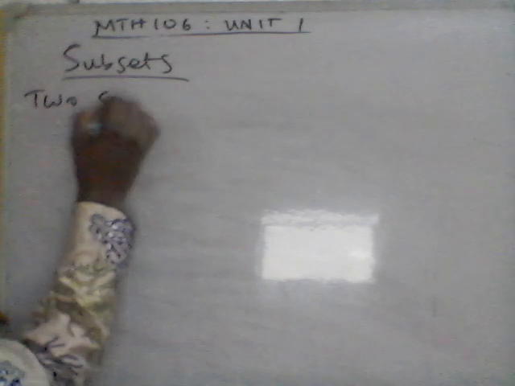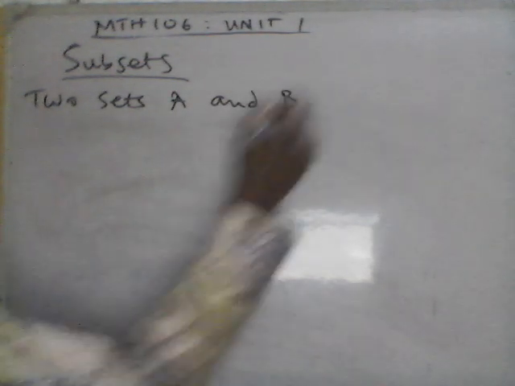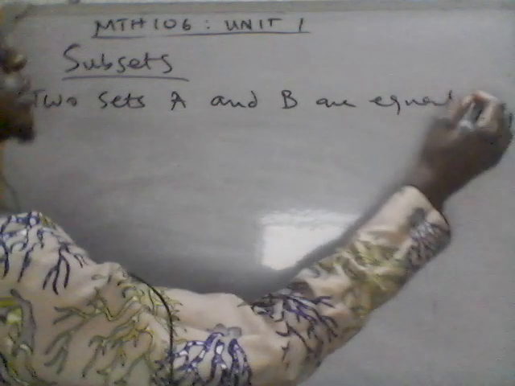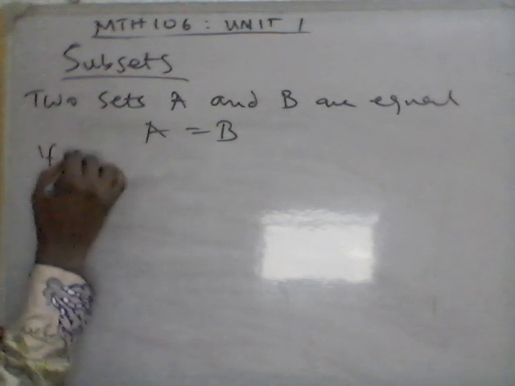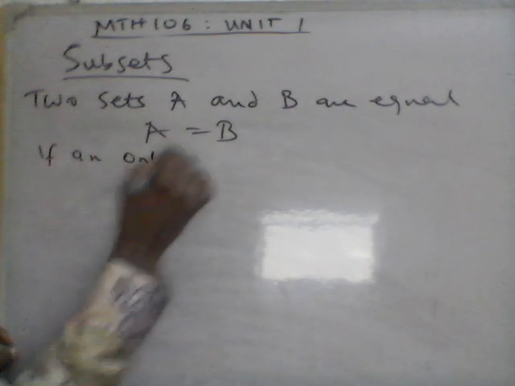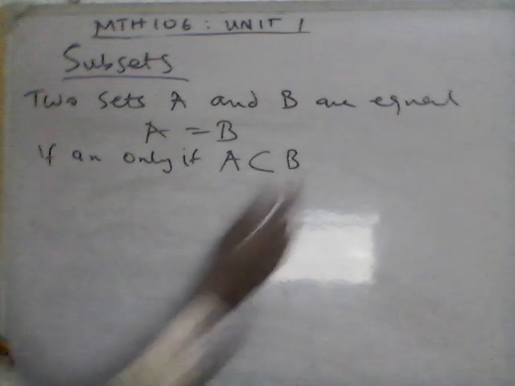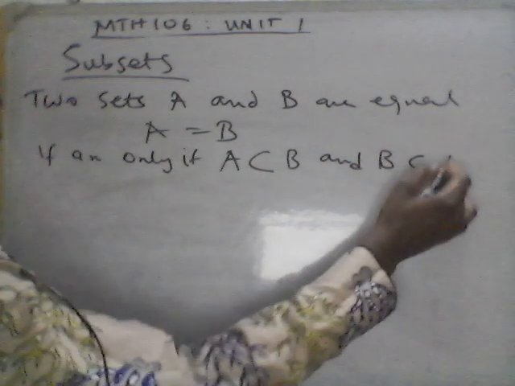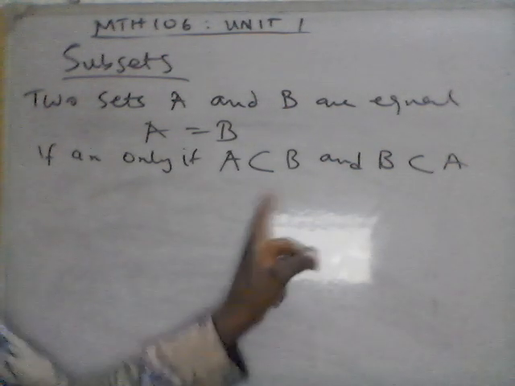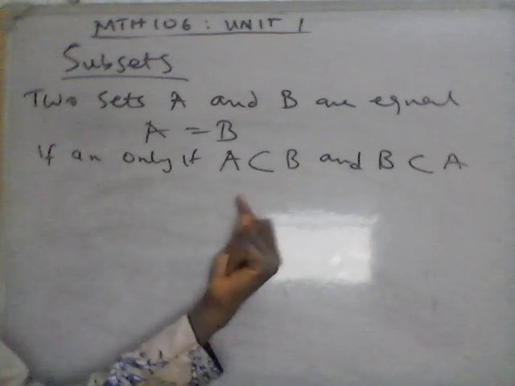So if, for instance, two sets A and B are equal, how do you write equality of sets? A is equal to B, right? Now, if and only if A is a subset of B, and B is a subset of A. You see how it is, like that case I gave where they are equal and at the same time subsets. So these are the two things.